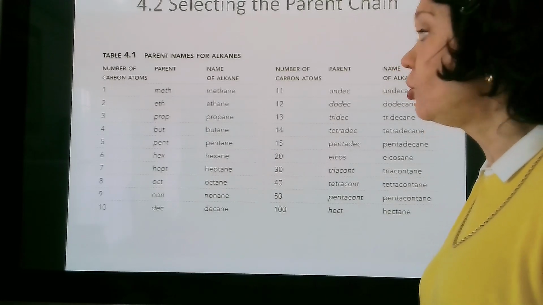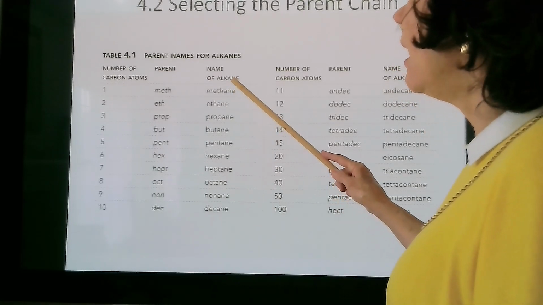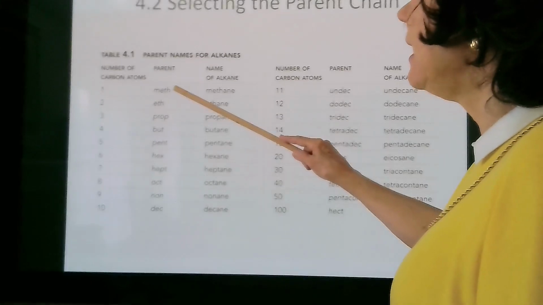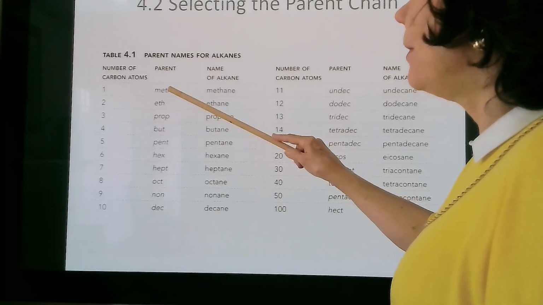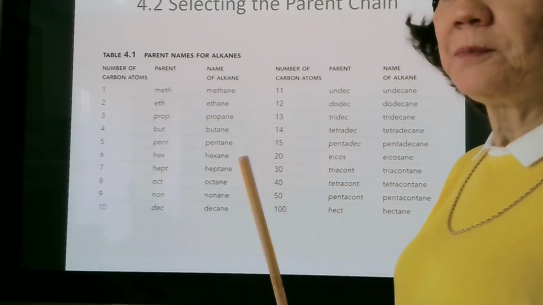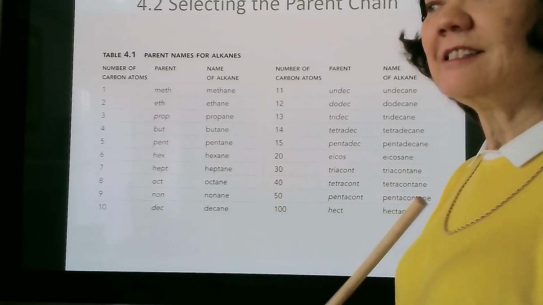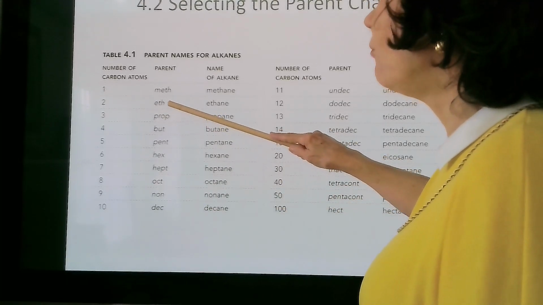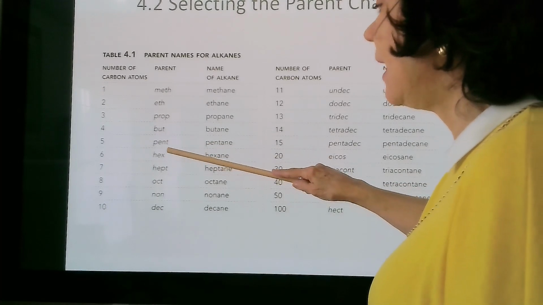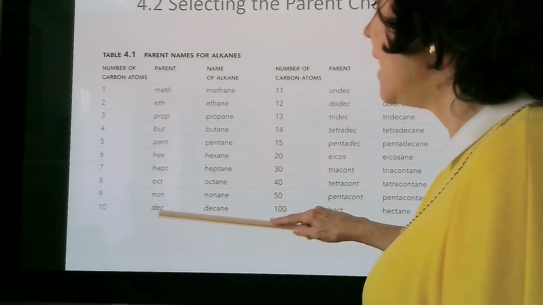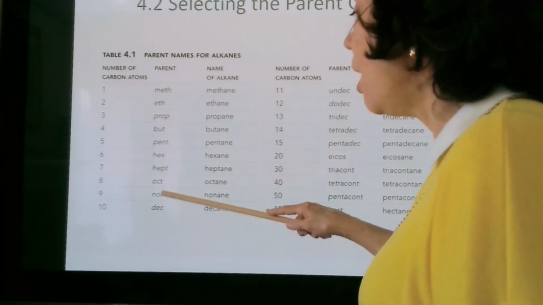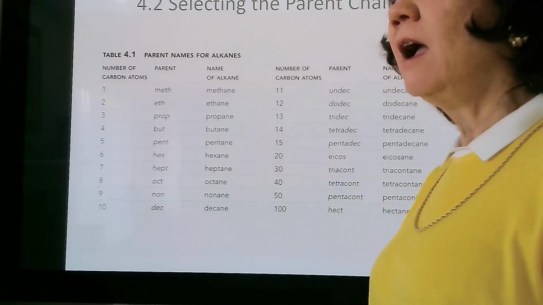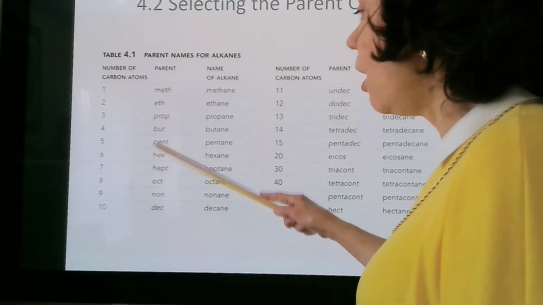Now, when we get into alkenes, you're going to see that instead of adding A-N-E, if it's an alkene, you add E-N-E. There won't be a possibility up here because an alkene has to have 2 carbons in order to have a double bond. So the smallest alkene will be ethene, propene, butene, pentene, hexene, heptene, octene, nonene, decene. You're going to have to know these because you're going to be using them in every family of chemicals.